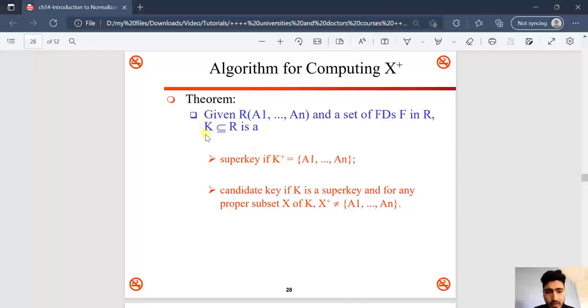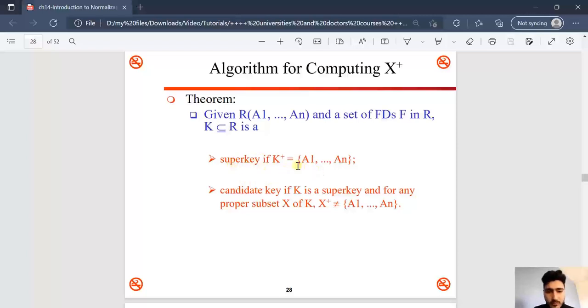So if we have K as a subset of R, a set of attributes, and we compute the closure K plus, and we find that K plus is equal to the set of all attributes, then we can say that this K is a super key for this relation.